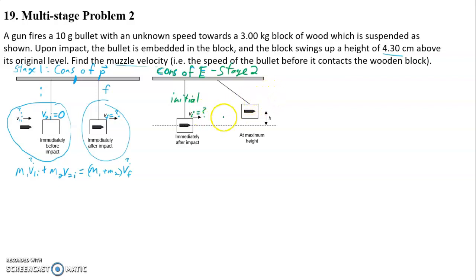And then it swings up to some height, and we'll call that final. So the highest it possibly could swing up to, that means that the velocity is going to be 0, and HF is going to be 4.30 centimeters, or 0.043 meters. There's no springs involved in this, and so we can go ahead and apply our conservation of energy equation that just has 5 terms. There's no springs, so we'll leave those 2 terms out.